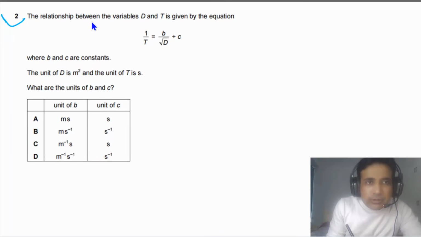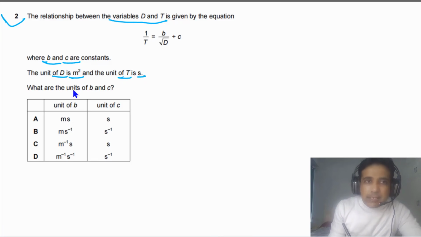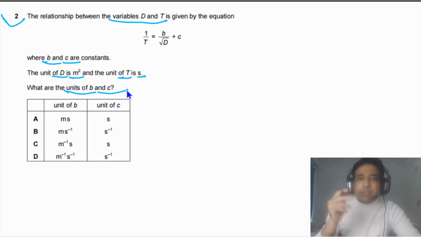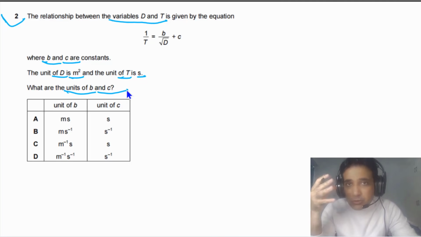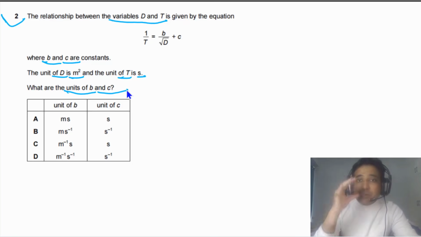Question number 2 says the relationship between the variables d and t is given by this equation. It is also given to us that b and c are constants, and the unit of d is meter square, and the unit of t is second. We need to find out what are the units of b and c. This is a typical question about a homogeneous equation. For a homogeneous equation, we need to understand each term should have the same unit, and we will be using this concept to answer this problem.